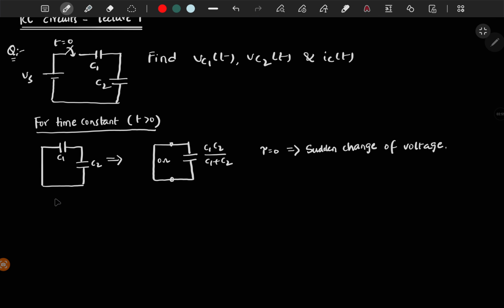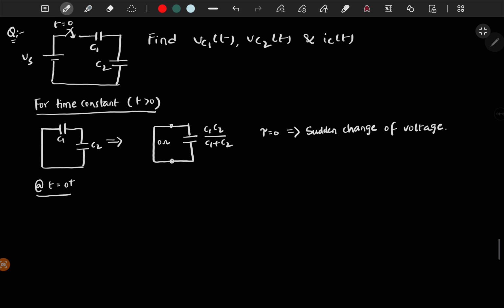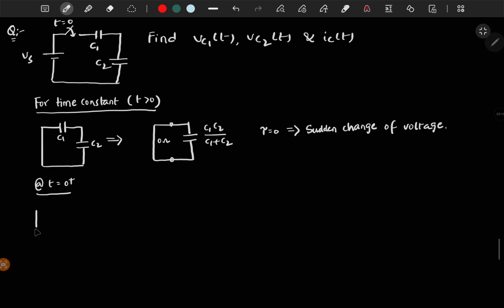So let's say at t equal to 0 plus. What do we do at t equal to 0 plus? Since the initial voltages across the capacitors are 0, we assume that at t equal to 0 plus we have to short circuit the capacitors. So you have Vs and short circuit C1 and then short circuit C2. It means you are directly applying the voltage source through a 0 ohm resistor, ideally.